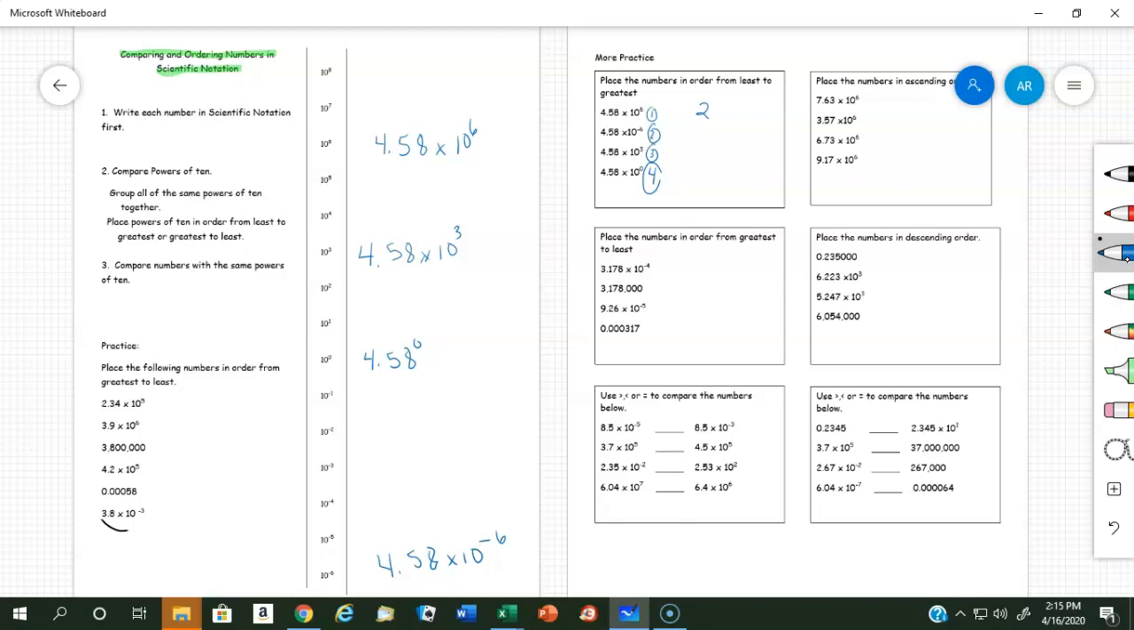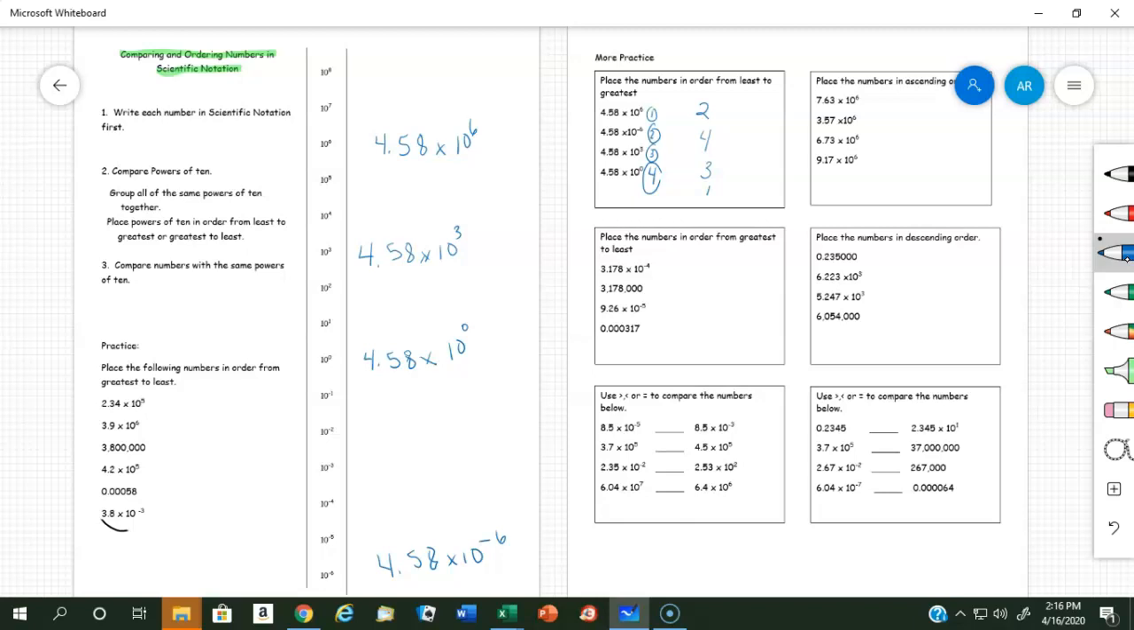And then the next smallest one is 4.58 times 10 to the 0. Oops, I did that one wrong. Let me get my eraser for that piece right there. Sorry about that, I wrote it completely wrong. And so that's going to be number 4. So 2, 4, and then 4.58 times 10 to the 3rd is number 3. And then the last one is 4.58 times 10 to the 6th, which was our number 1. So you can write it in this order where you've given it a number, or you can actually write it out. It's up to you.